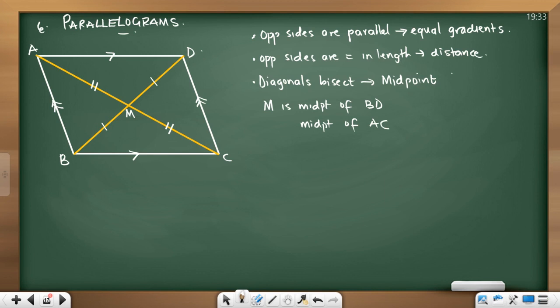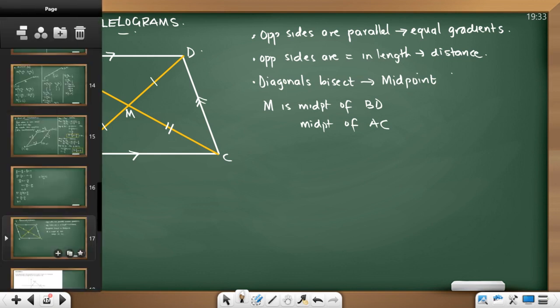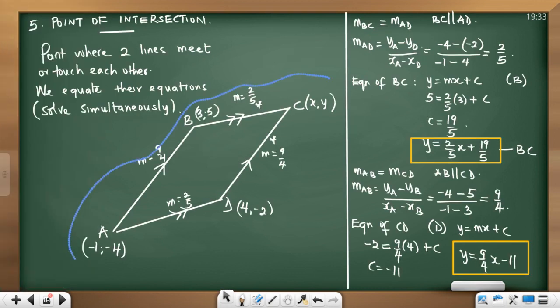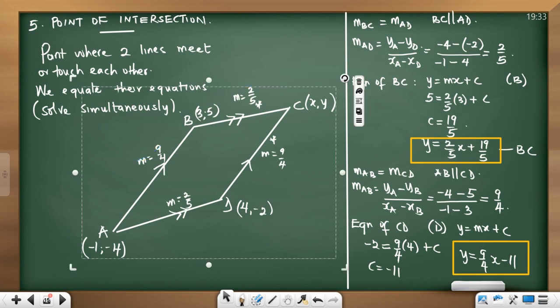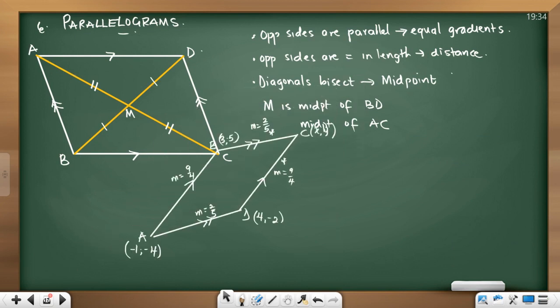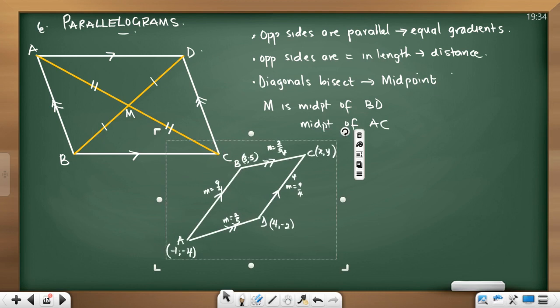I want to take you back quickly to that same question that we did. I told you I'm going to do that question over and over again using different methods. I quickly want to do that on this. Check this. I have my point here. I'm just going to copy that image and take it over here.